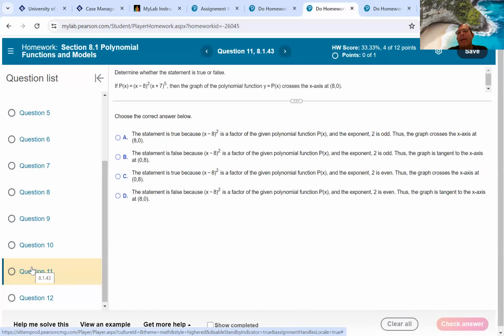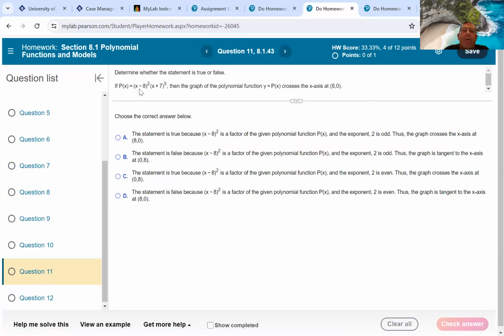Then I told you, hey, if the 0 came from a factor with an odd multiplicity, then it was going to cross the x-axis. So look what they're saying, y'all. And this will be for y'all to answer. I got a P of x equals (x minus 8) squared, (x plus 7) to the 5th. They're saying the graph of this polynomial crosses the x-axis at (8, 0).